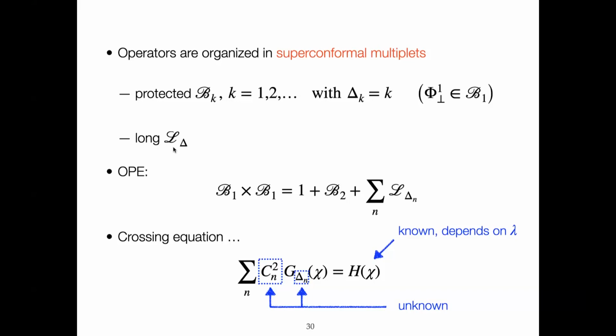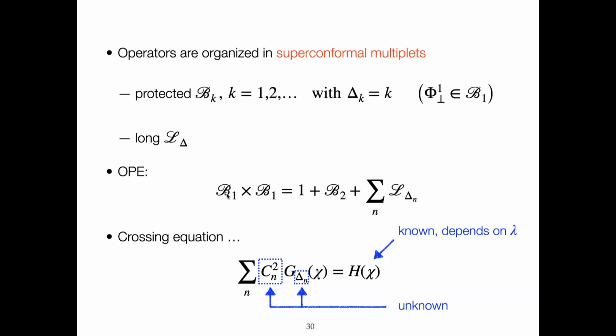For example, you can use integrability. It was a big story for a decade where people used integrability methods in N=4 super Yang-Mills theory to find the scaling dimensions of this long unprotected data.